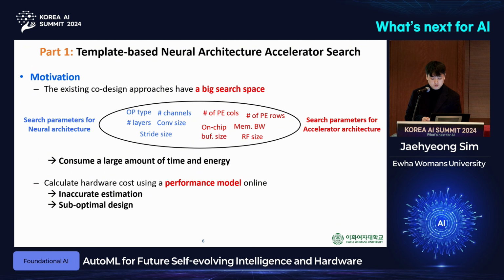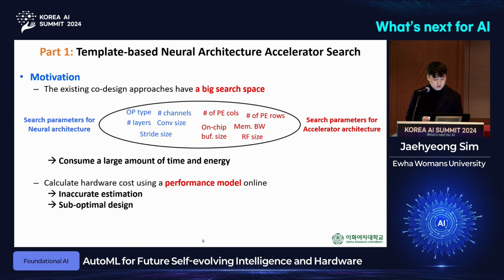But also we have search parameters for accelerator architecture, like I previously said, the number of PEs, shape of PEs, buffer size and bandwidth, and so on. Since we have this huge search space, searching for an optimal design point will consume a large amount of time and energy. So it's becoming infeasible to find those optimal design points.